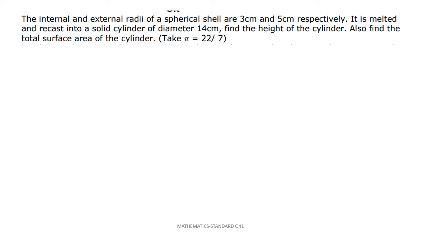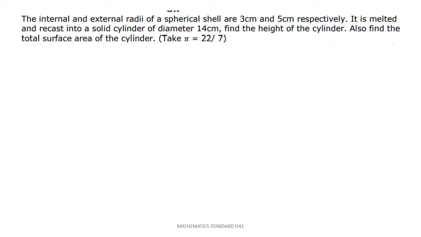Okay children, now we are in the next problem. Let's see what this has for us. The internal and external radii of a spherical shell are 3 cm and 5 cm respectively. It is melted and recast into solid cylinder of diameter 14 cm. Find the height of the cylinder. Also find the total surface area of the cylinder.